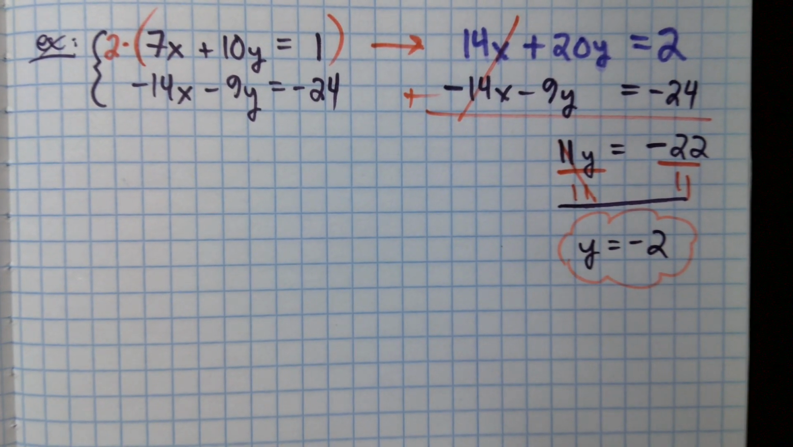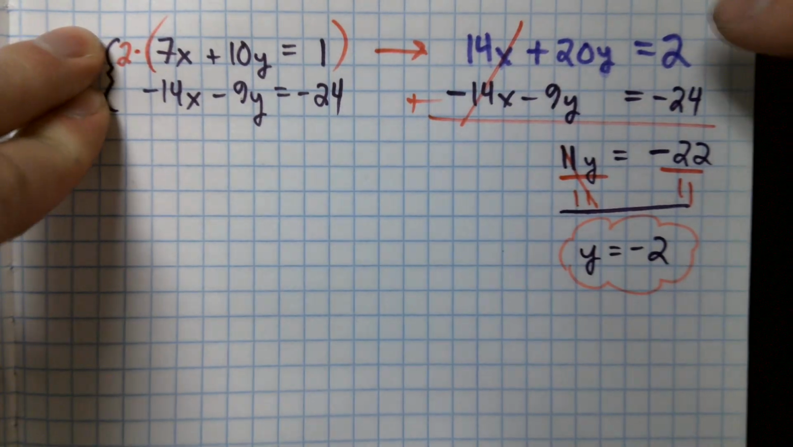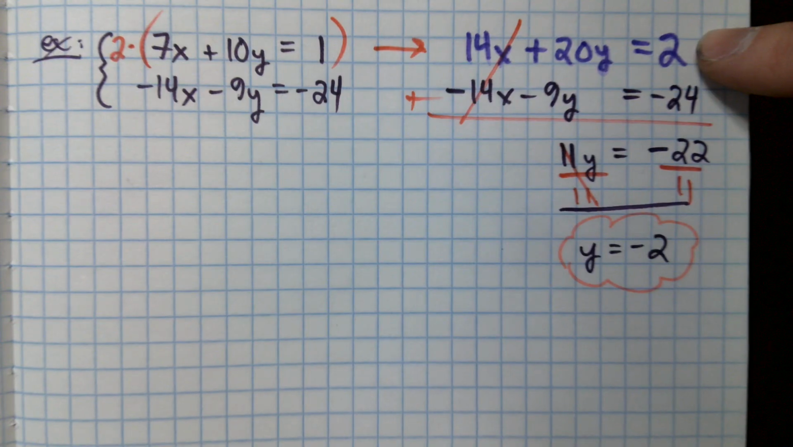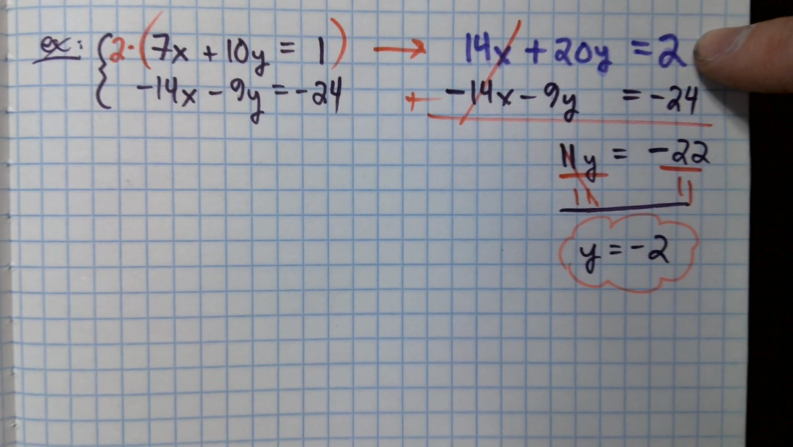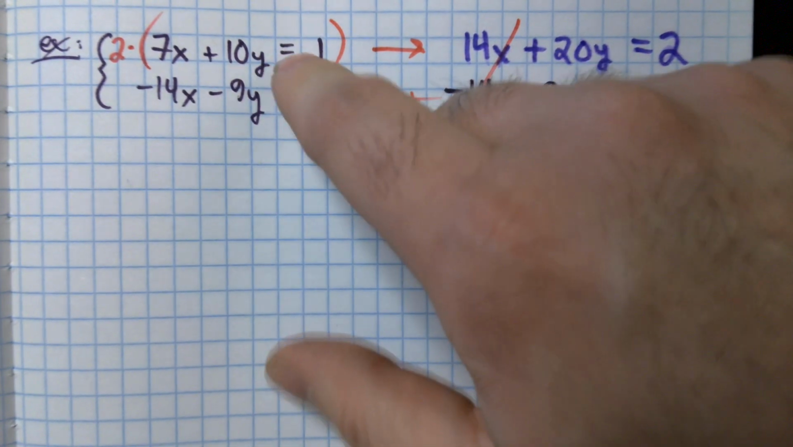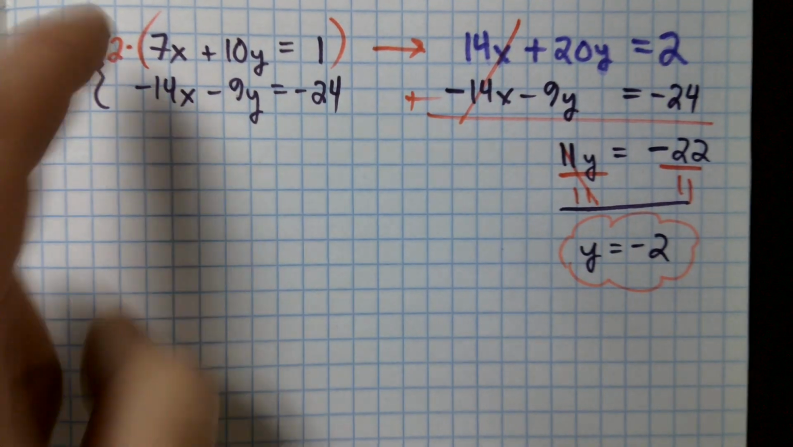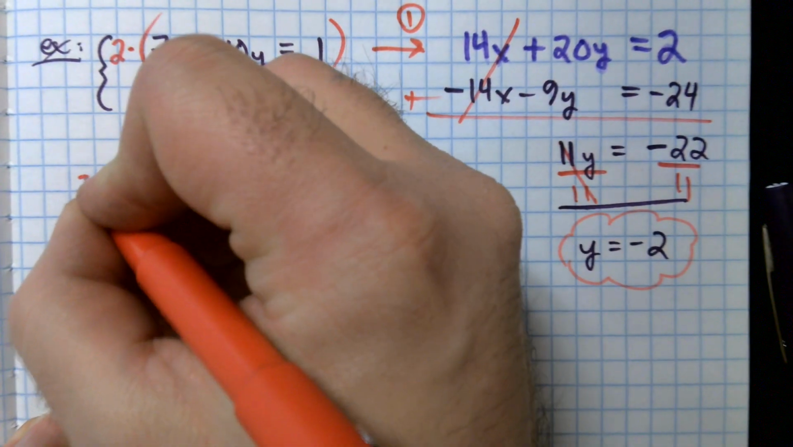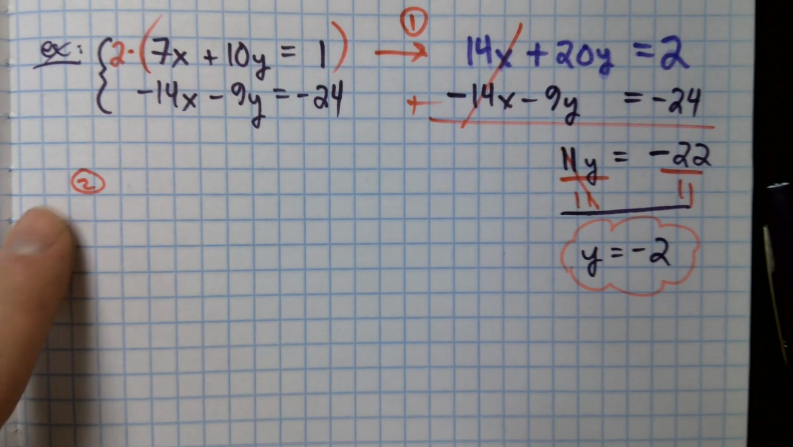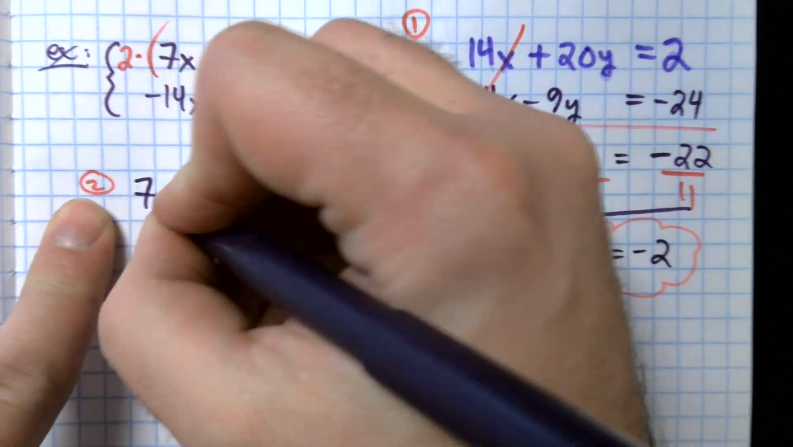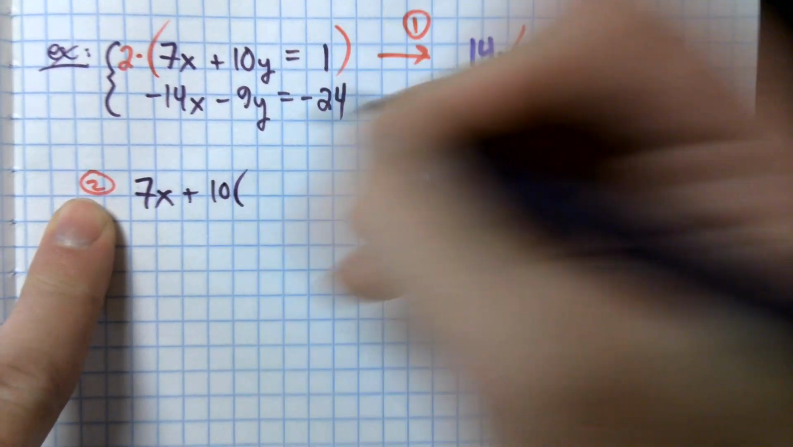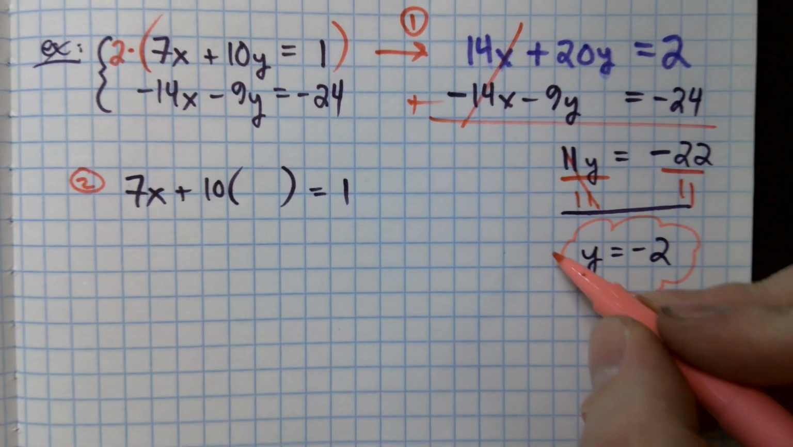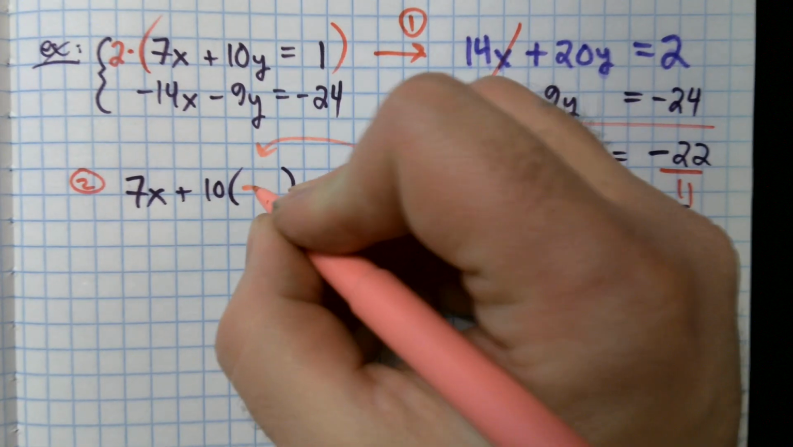Now, when it comes to plugging back in that y to find my x, I have 3 options. I have my original 2 equations from the system, or I have my inflated one. Probably not wise to use the inflated one because now we're going to be dealing with bigger numbers than we want to. So we can pick either one of these. I'm going to go with the first one. I'll call this little guy here step 1. This will be step 2 over here. My first one, I'm going to rewrite as 7x plus 10 times y equals 1. And in goes my negative 2.